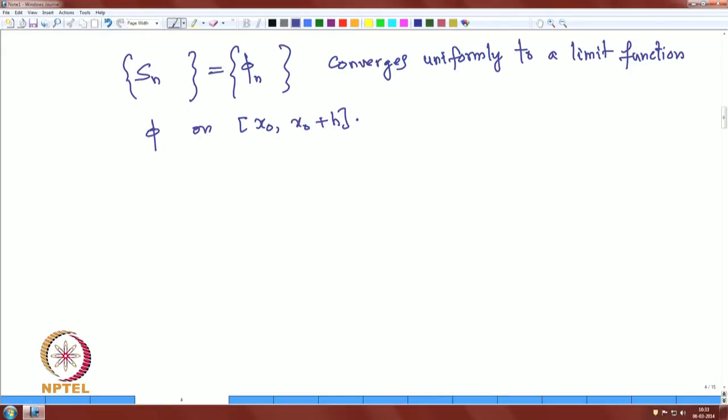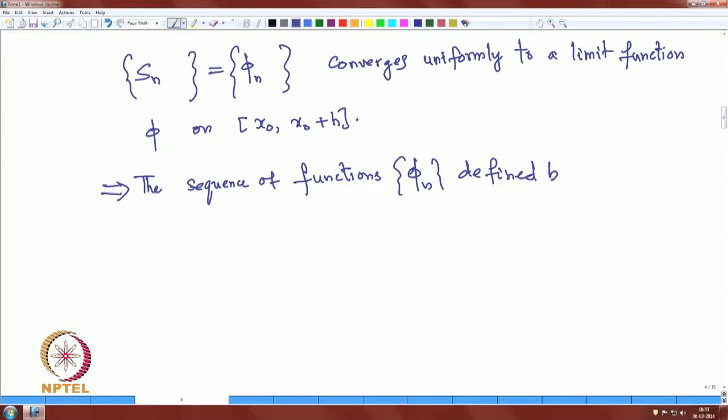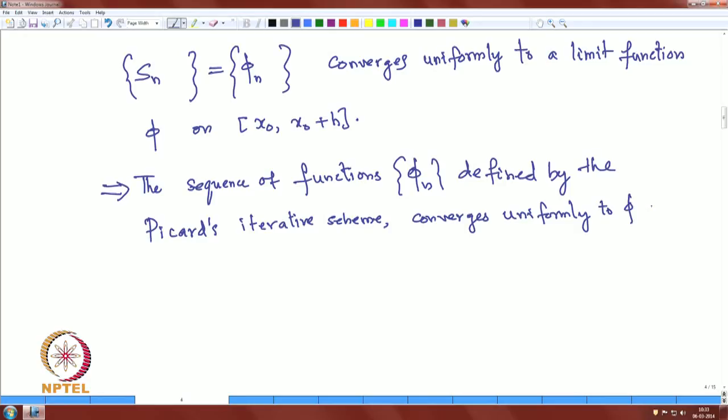Therefore, this implies that the sequence of functions phi n defined by the Picard's iterative scheme converges uniformly to phi on the desired interval x 0, x 0 plus h.